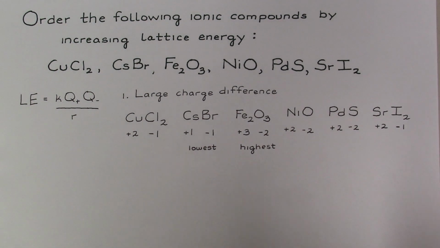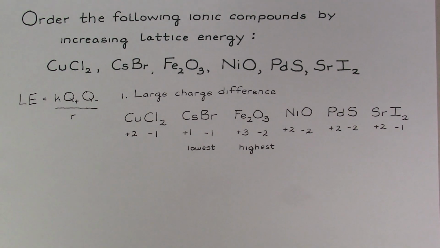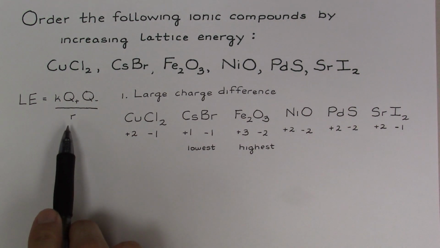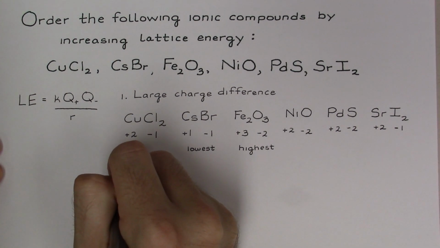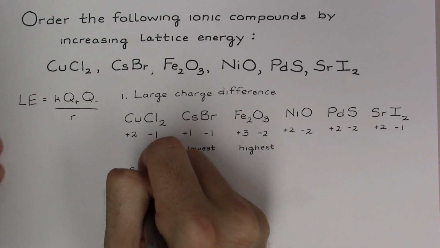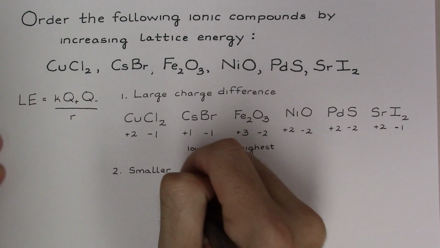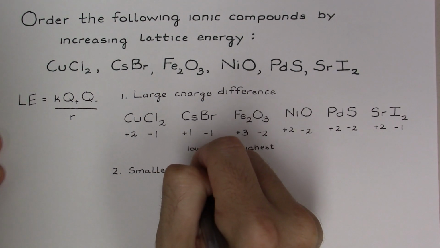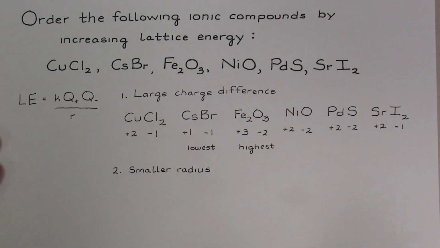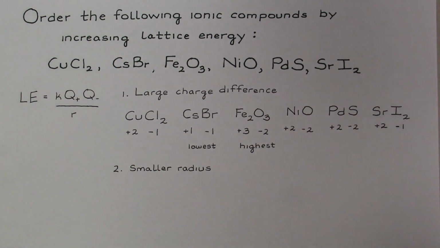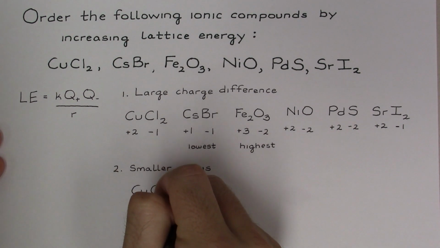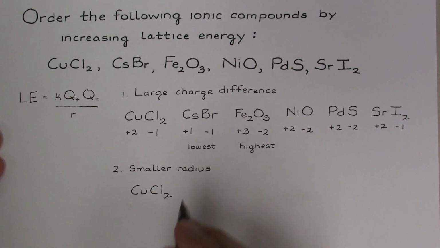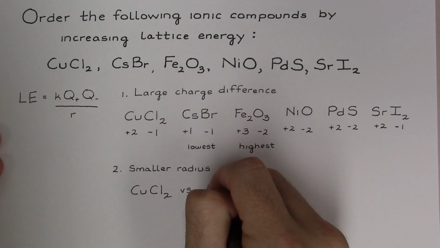Now you'll notice that we have two pairs that are very similar. How do we break the tie? Well, that's done using the radius. So our second thing that we must do in order to break the ties of our large charge difference portion is we must look for the smaller radii to break our ties. So now we will group the two pairs together and compare only species that have the same charge difference. We will do that with our copper chloride and compare that to our strontium iodide.